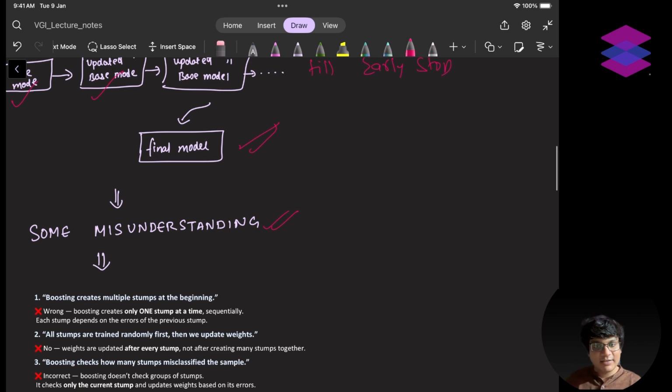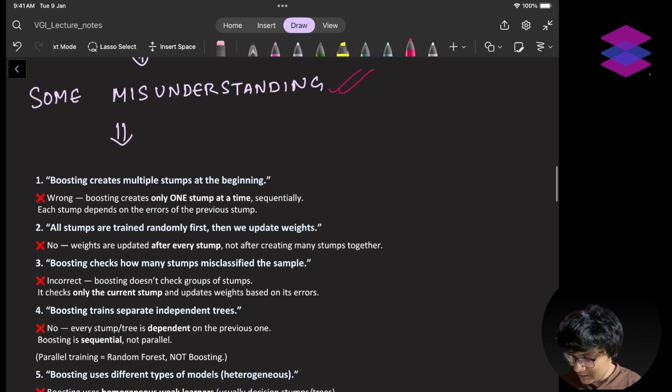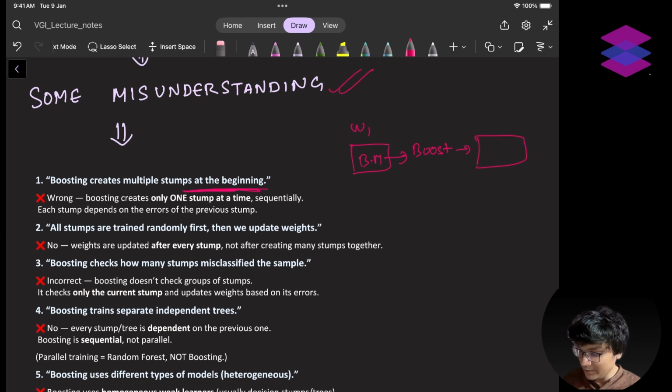Now, there is some misunderstanding which I want you to understand, so please understand this part. Does boosting create multiple stumps at the beginning? The answer is no. Boosting will not create multiple stumps at the beginning. You will take one model as your base model, and this is your weak learner. You try to boost your base model. Let's say this is base model 1, and then this is your base model 2, your weak learner 2. Then again you boost it to base model 3, with the updated weight 3.